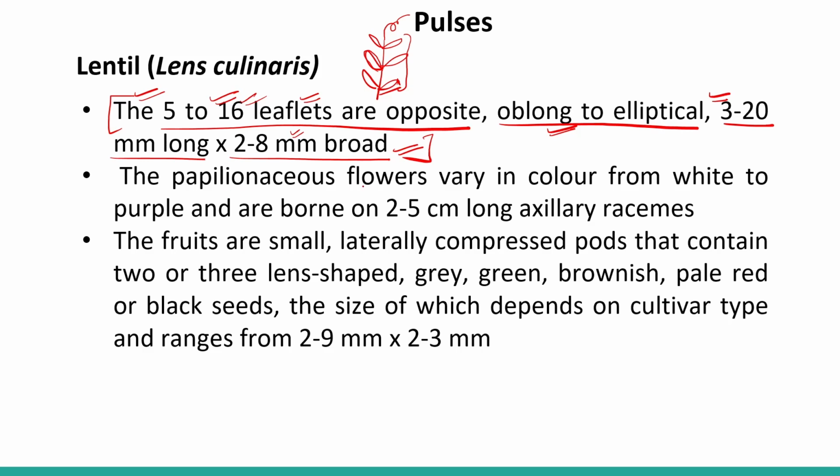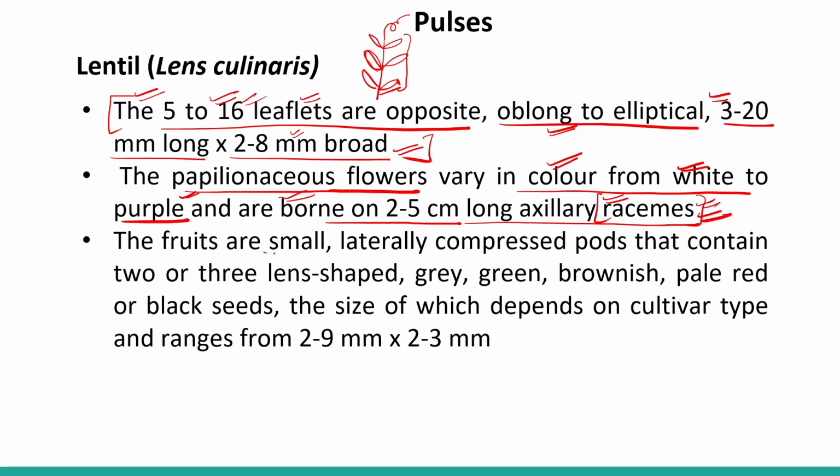The papilionaceous flowers vary in color from white to purple. So they have different colors of flowers, right? So it varies from white to purple and they are borne on 2 to 5 centimeter long axillary racemes. So this is the type of inflorescence in Papilionaceae, that is raceme type.